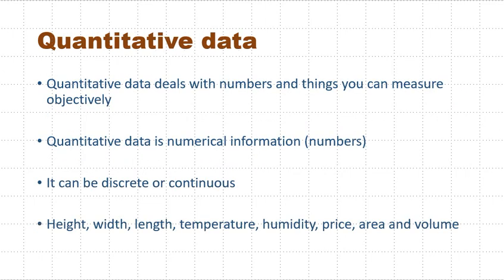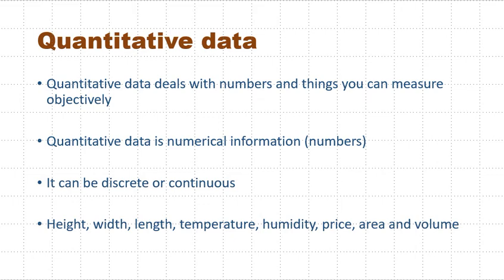Next is quantitative data. If the characteristic is measurable in units of measurement carrying a numerical value, it is called quantitative data. There are 2 types of quantitative variables. These are discrete and continuous. Discrete variables have distinct numerical values.